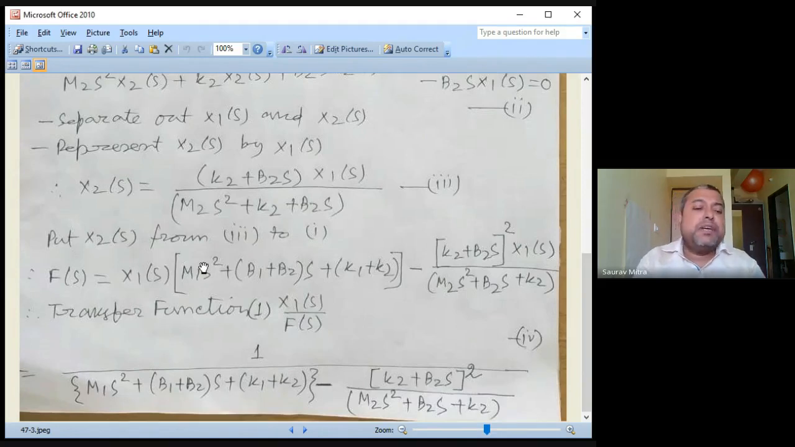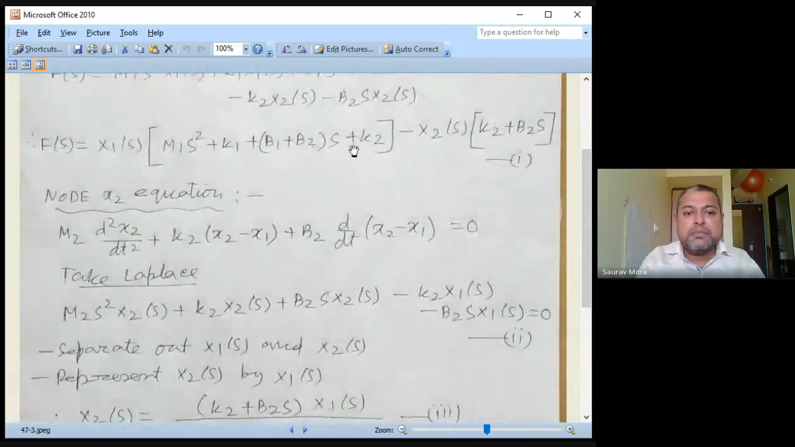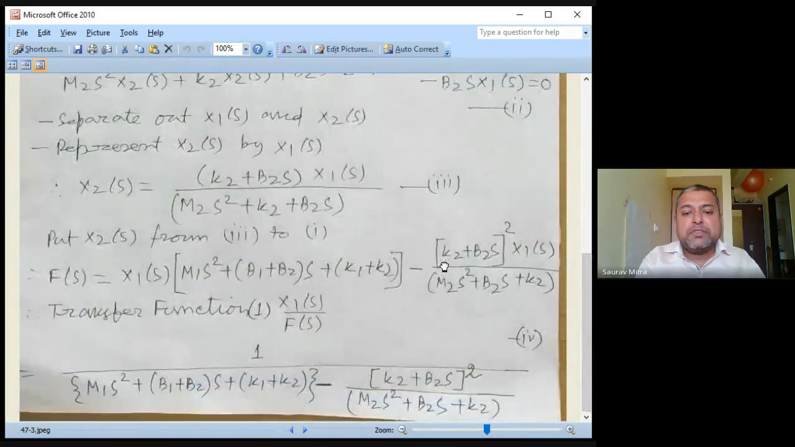In this case, what we have first done is represent x2 in terms of x1, because we will find X1(s) by F(s). So we have done that, and this value, number 3, we have substituted into equation 1. If you are doing that, then F is equal to x1 times this term, the first term is the same, so you can find equation 1. This is the first term, and in the second term there is x2. This x2 we will represent in terms of x1. So this is what we get after substitution.